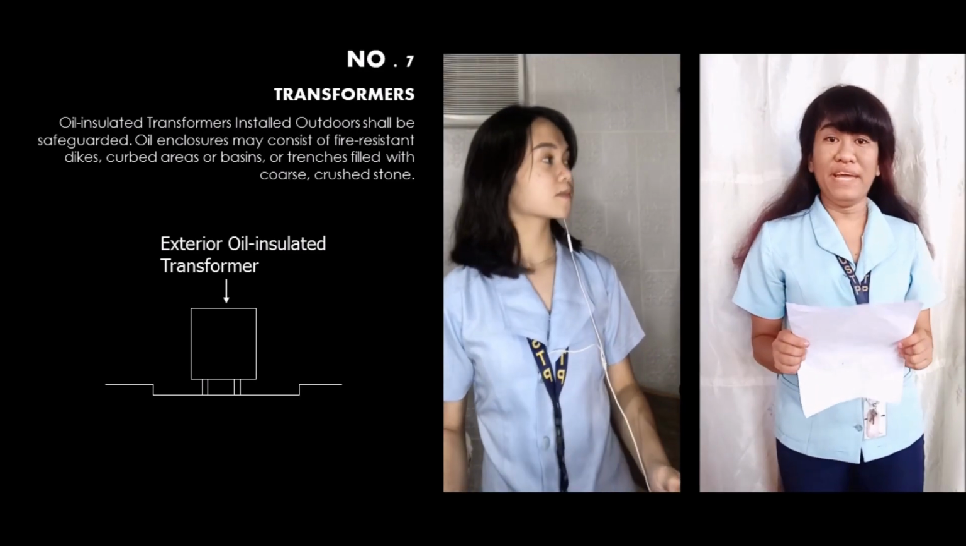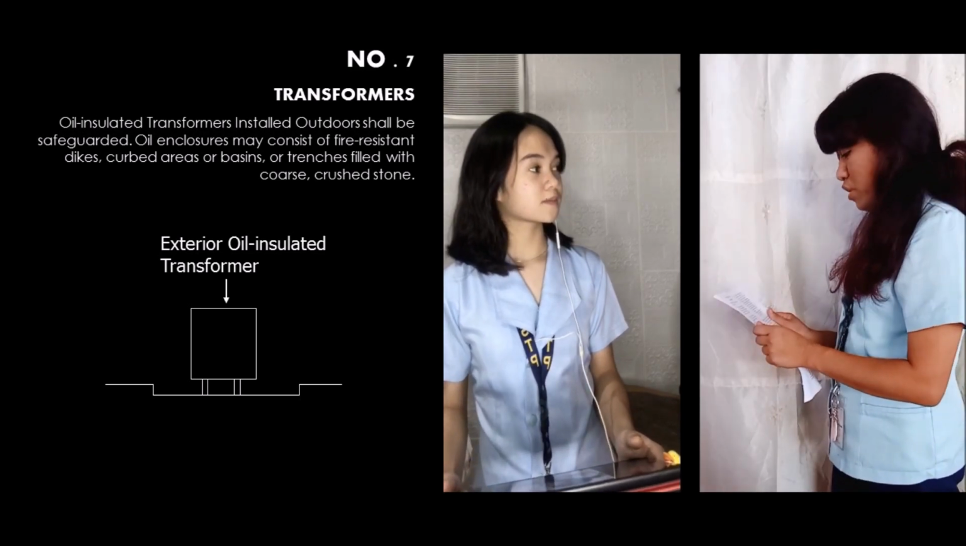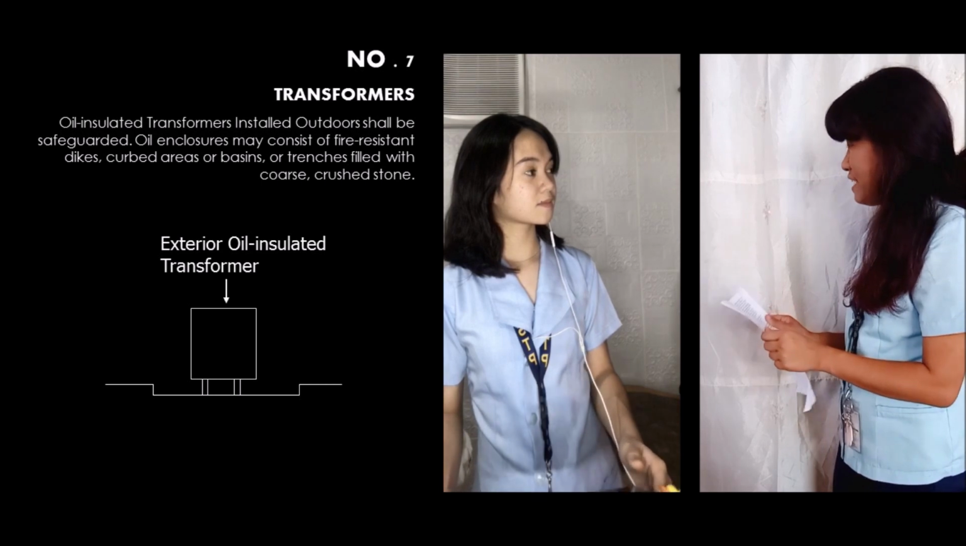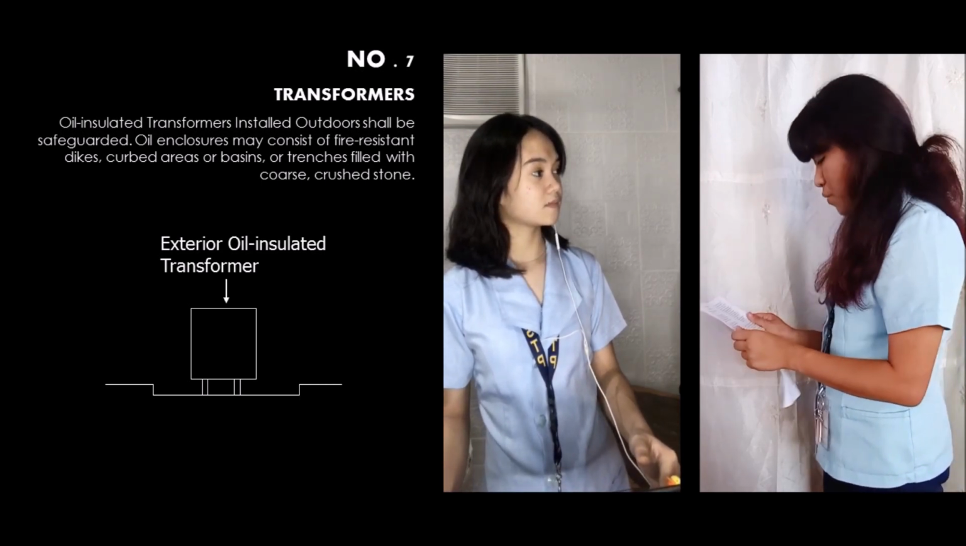Let's tackle rule number 8 about transformers. All insulated transformers installed outdoors shall be safeguarded. All enclosures may consist of fire-resistant dikes, curved areas or basins, or trenches filled with coarse or crushed stone.